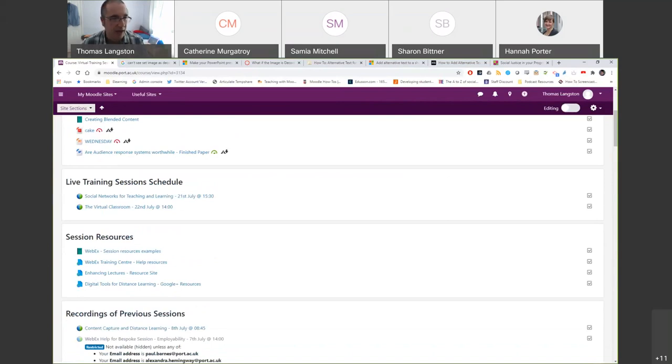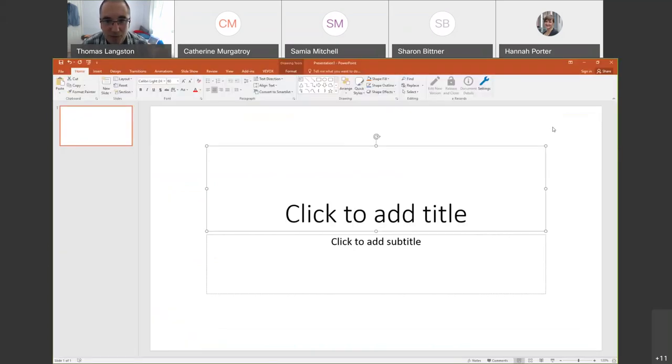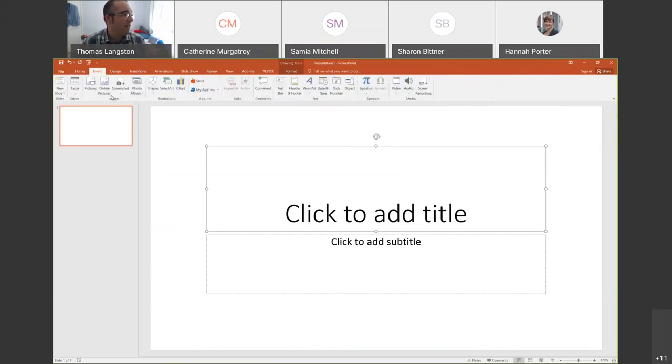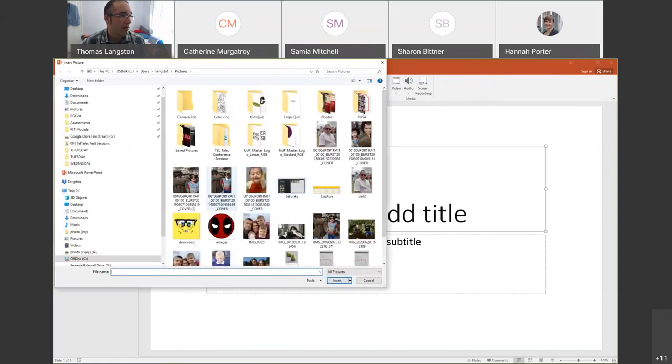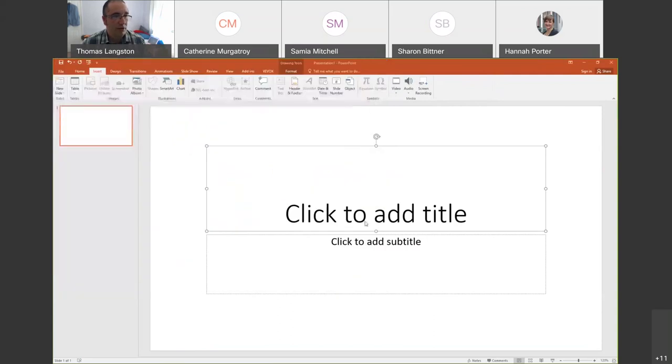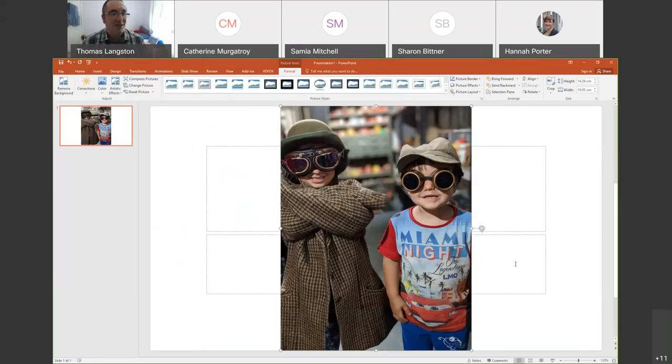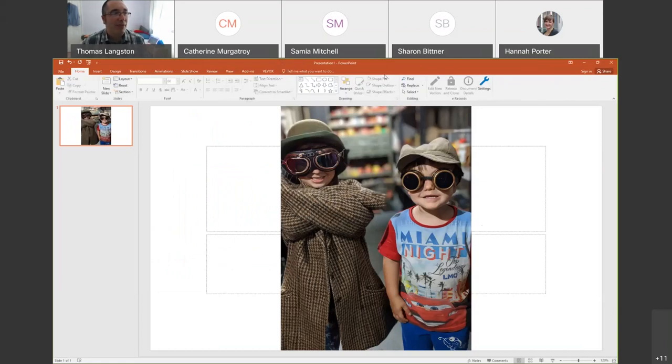So I see someone has asked about how to add something into PowerPoint and how you make it decorative. I can't show you the decorative bit directly in mine because it doesn't work. However, if I insert an image, so insert a picture, let me show you the idiots that are my children. So there they are. Very cute. Yeah, you can have them.